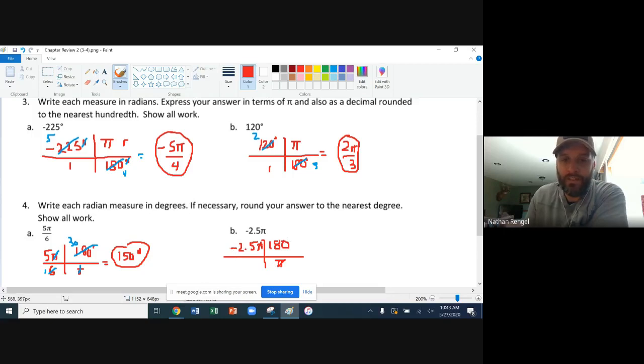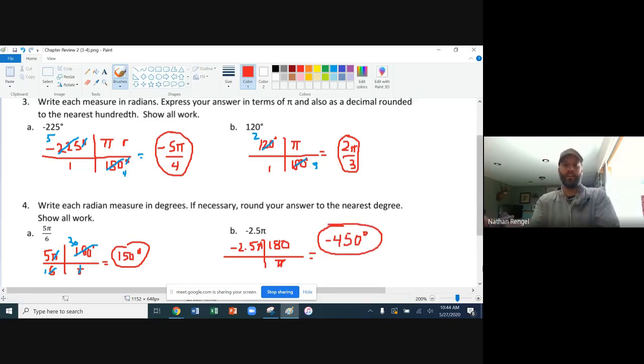And up here I can take negative 2.5 times 180. Well, negative 2 times 180 is 360, and then another half of 180 would be another 90. That's going to be negative 450 degrees. Think about your unit circle. How many radians are in a full circle? 2 pi. Well, now if we're going 2.5 pi, we're going that extra 90 degrees. And that's going to bring me to negative 450 degrees.